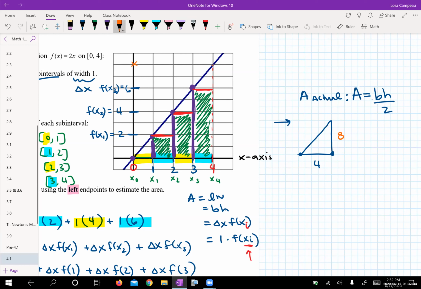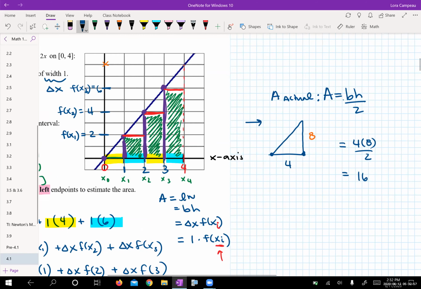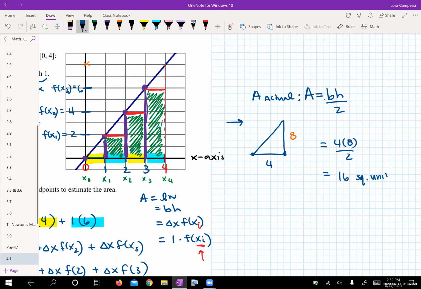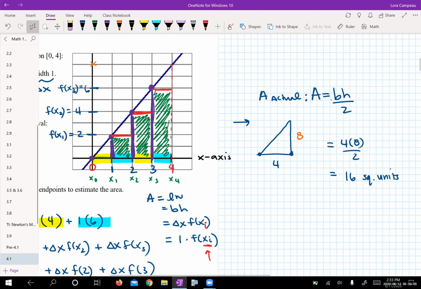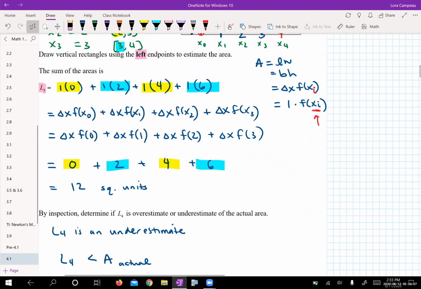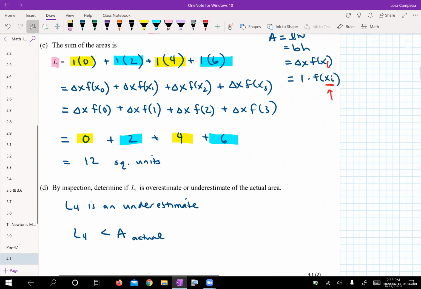So if we're looking at this, the area of this triangle is 4 times 8 divided by 2. So what is that, 16? And it's 16 square units. So if you compare number-wise, the area of the actual is 16 square units and your estimate gave you 12 square units, now for sure you verify, oh, you have an underestimate.